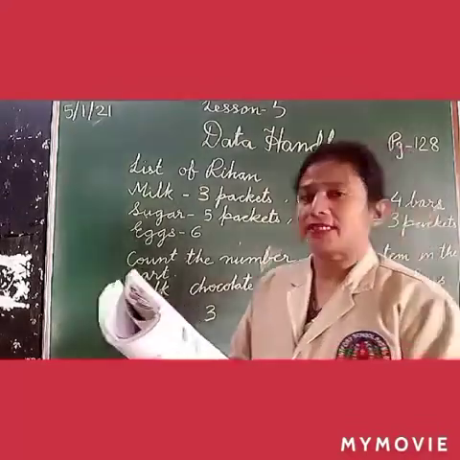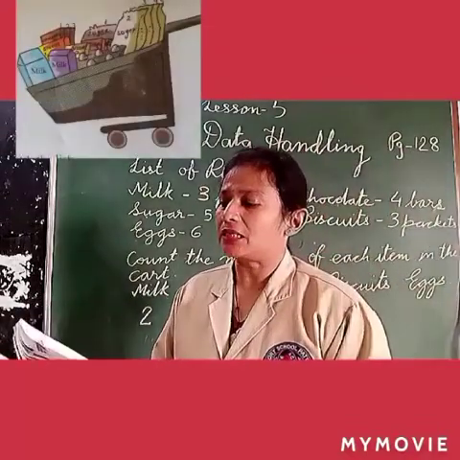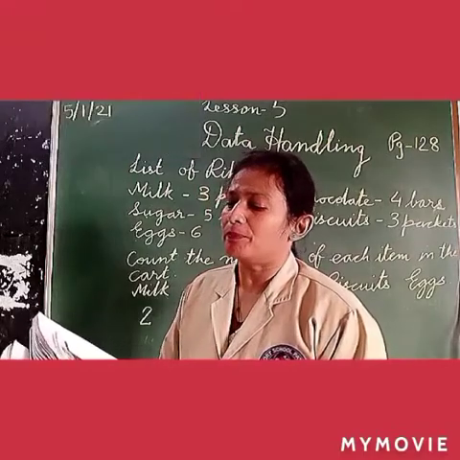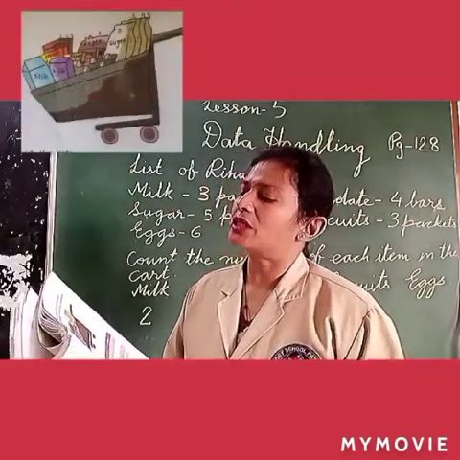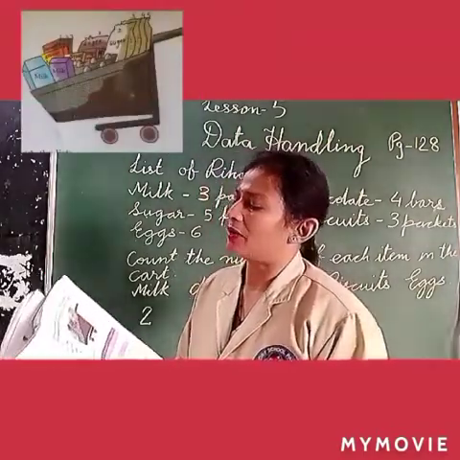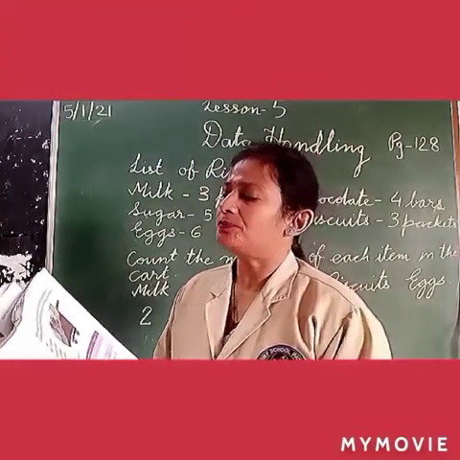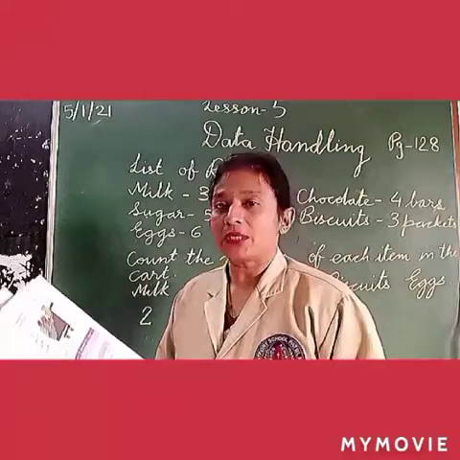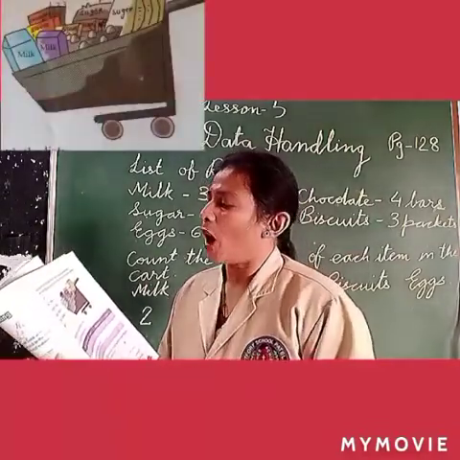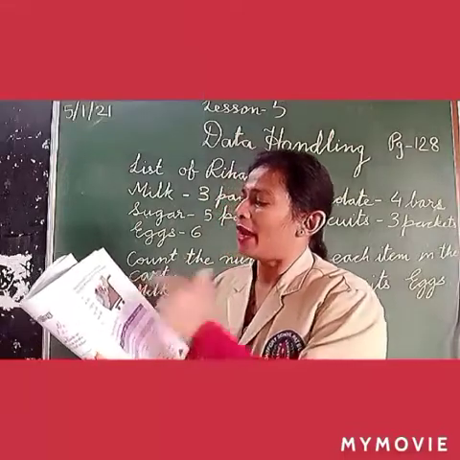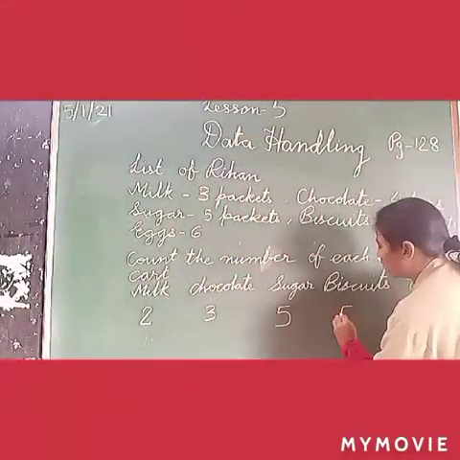Now come to the next, which is biscuit. Here also a yellow colored packet is there of biscuit and brown colored packets are there. So you have to count properly and you will get 5 packets of biscuits are there. 1, 2, 3, 4 and 5. So you will write 5.